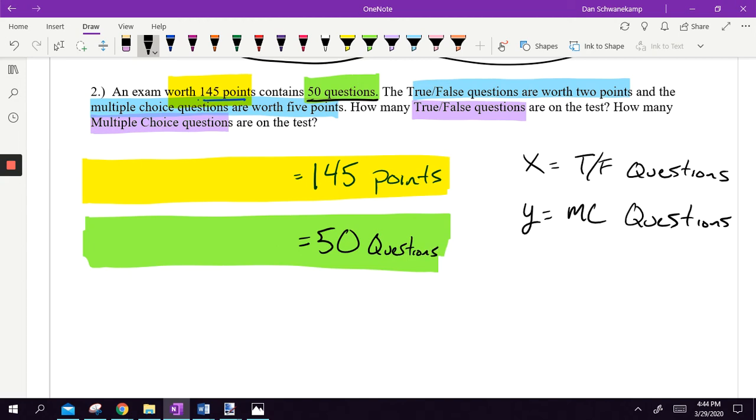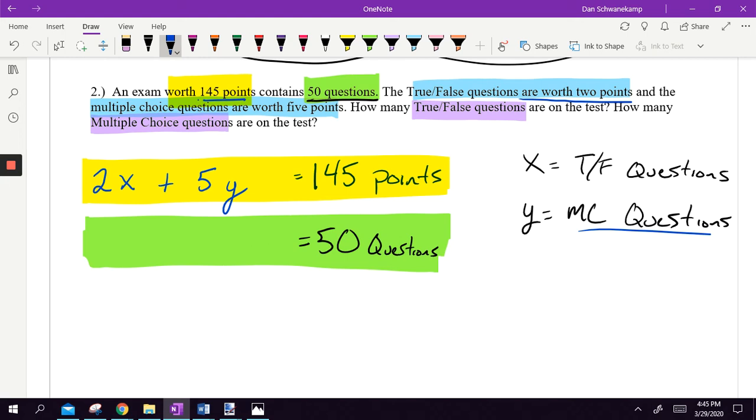All right, good to know. 145 points, 50 questions. Let's go from there. Points, 145. So I want to look up anything in this problem that has to do with points. As we read through that, we said true-false questions are worth 2 points. So we're going to take 2 times every true-false question, which we said was letter X. And the multiple choice questions are worth 5 points. So 5 times Y, because multiple choice questions are the letter Y. When I add those two together, it's going to get me the total amount of points.